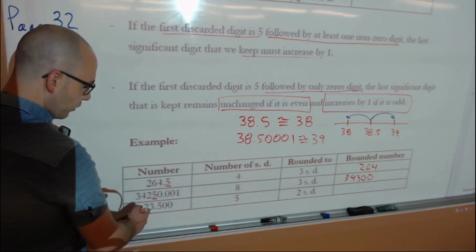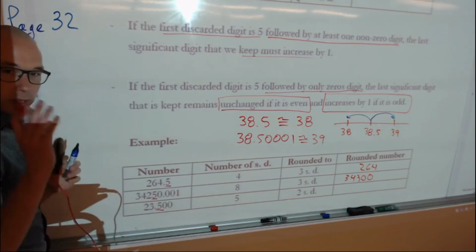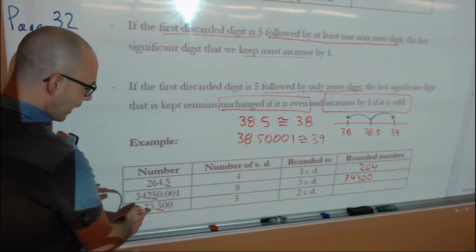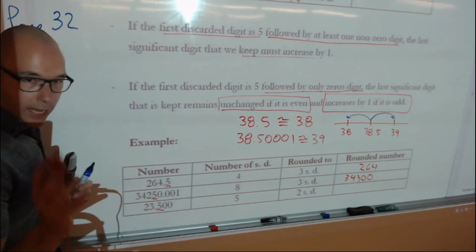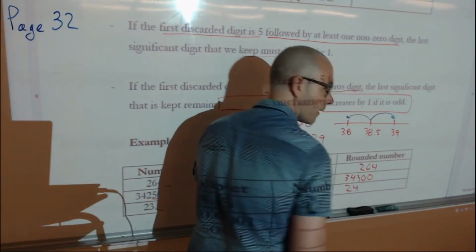And finally, for this one, we wish to round to 2 sig figs. So we keep 2 and 3, and then we look at this 5. It's followed only by zeros, so we are precisely in between. We have to round that up to 4 to get an even number. So it's going to be 24.